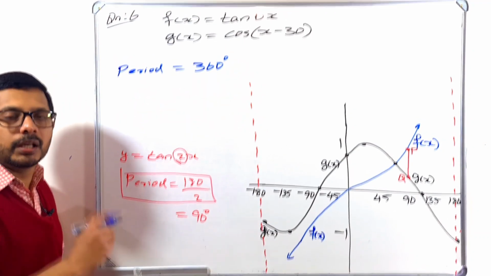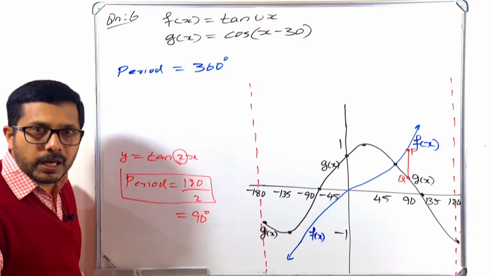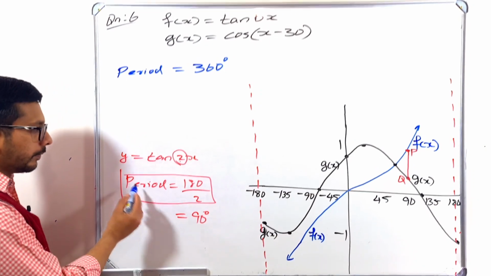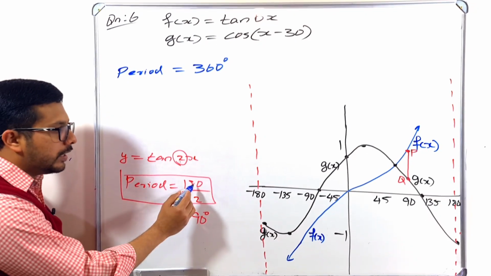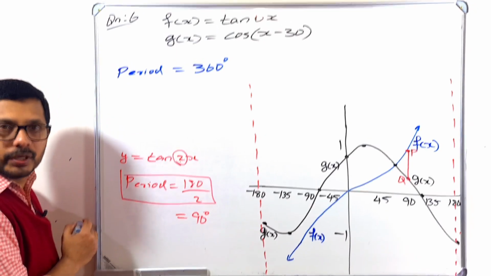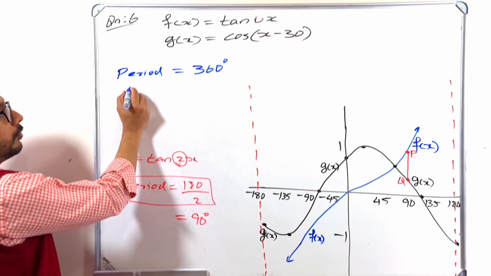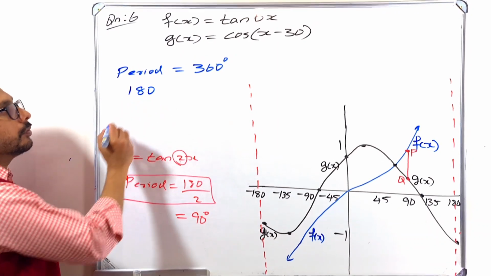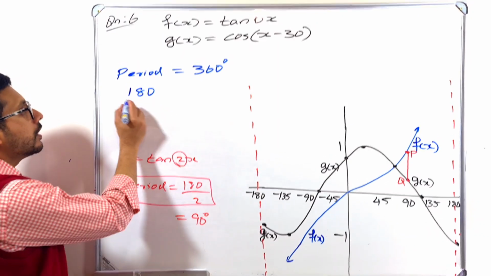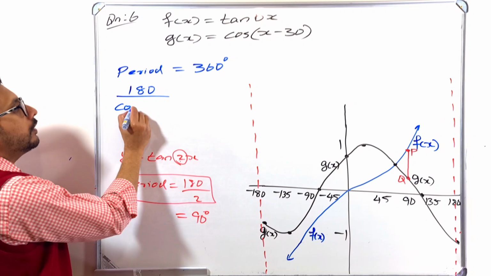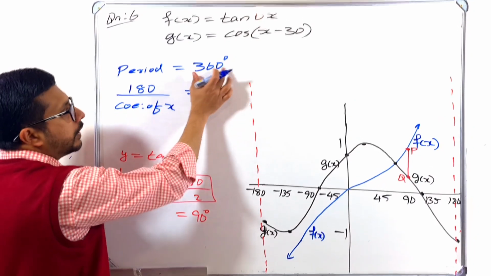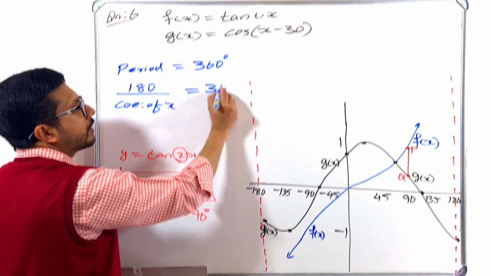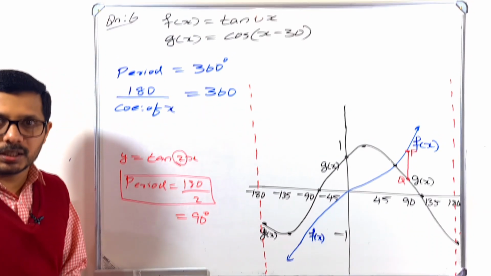Am I right? Now formula wise, how can you find the period for a tan graph? What is the formula to find the period? 180 divided by the coefficient of x. So using the formula, the period is 180 divided by the coefficient of x, and from the graph we know that the answer is 360 degrees.